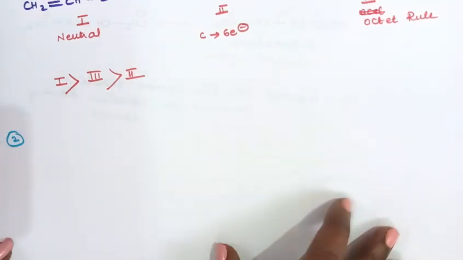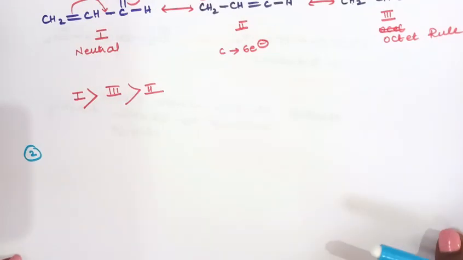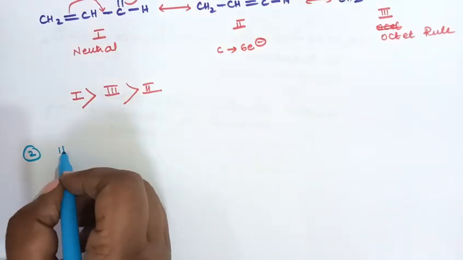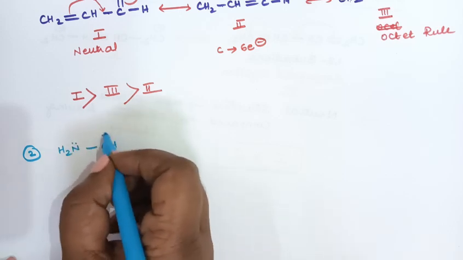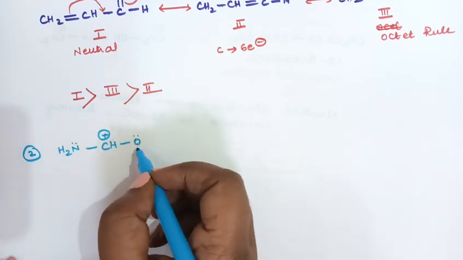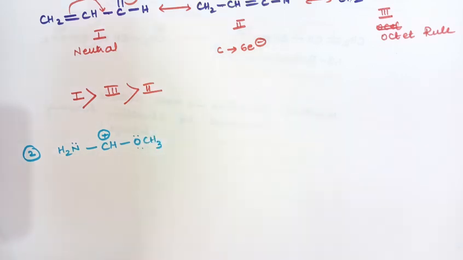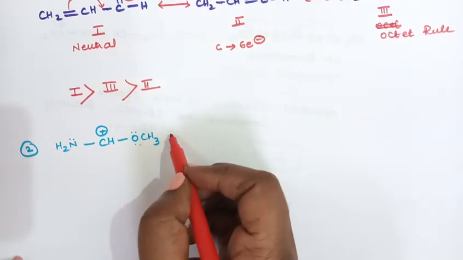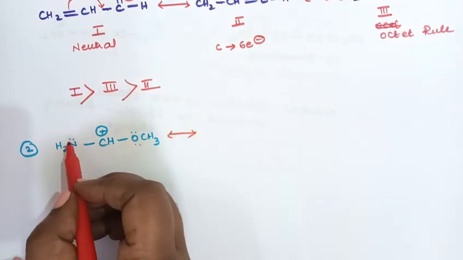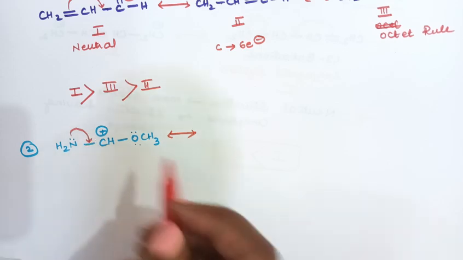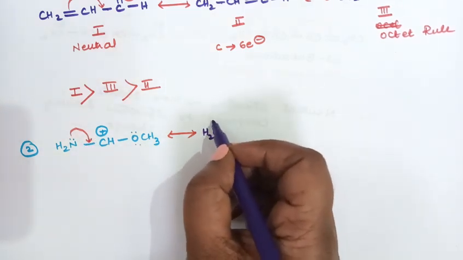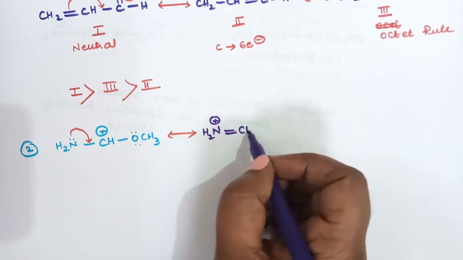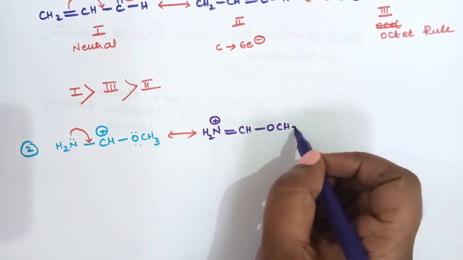Second example. So the second example is H2N CH positive sign O CH3. So this is the example. Now we will write the resonance structure for this. So this electron will shift here. As a result you will get a positive sign here, double bond CH O CH3.